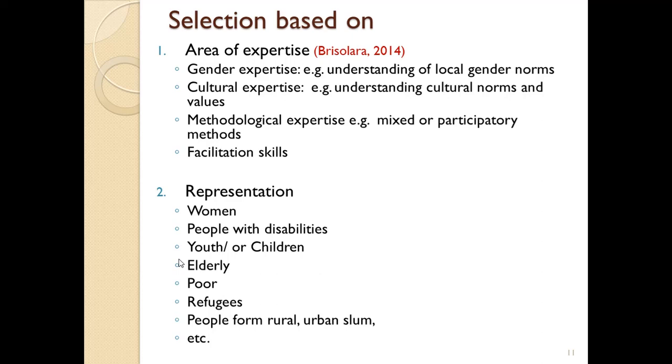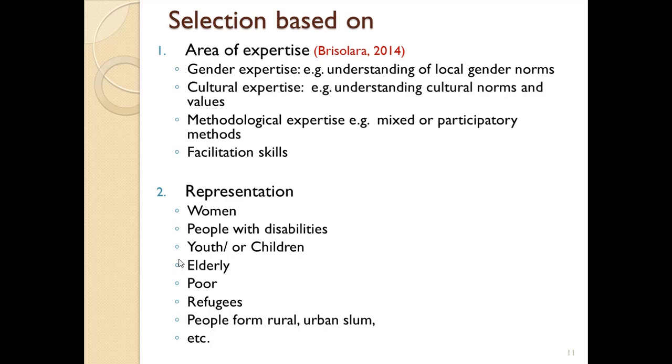Selection can also be based on expertise in methodology, and therefore you have people who are experts in conducting participatory methods or mixed methods or purely quantitative. All those are different scenarios that could be considered when it comes to selection of methods. Also, selection could be based on facilitation skills. You may have evaluators who are not good at facilitating focus group discussions. They are just good at desk assessment and analysis, and therefore you need also to consider such issues.